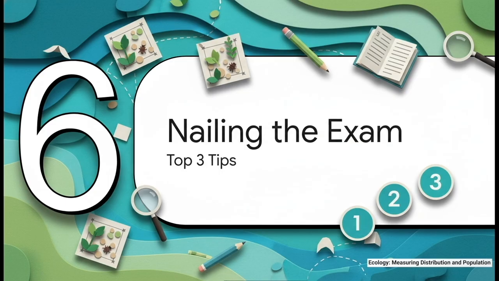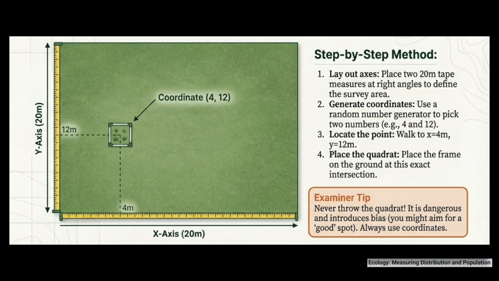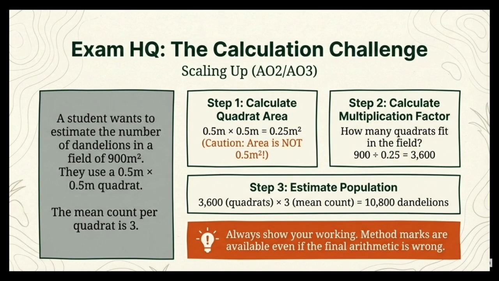What are the 3 absolute must-haves to get the marks? Number 1, nail the method. Describe it clearly, step by step, and always mention using a grid and random numbers to avoid bias. That's a key point. Number 2, show your working. If they give you data, don't just write down the answer. Show them how you calculated the mean and then how you calculated the final population estimate.